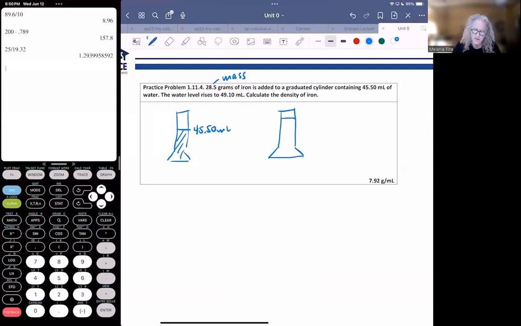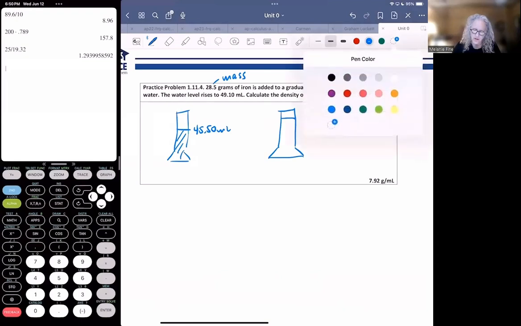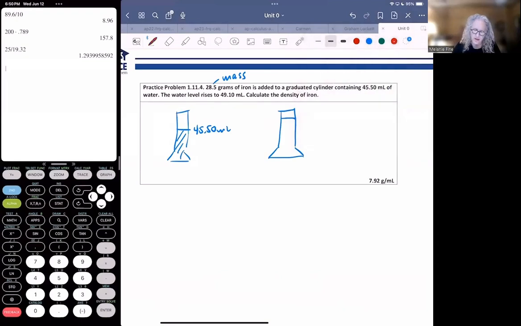Iron is not really red, it's probably brown. I don't really have a lot of choices here. I'm gonna do red. I add iron. Here's my piece of iron, right? Let's fill it in. The water volume goes way up, okay? It's now at 49.10.